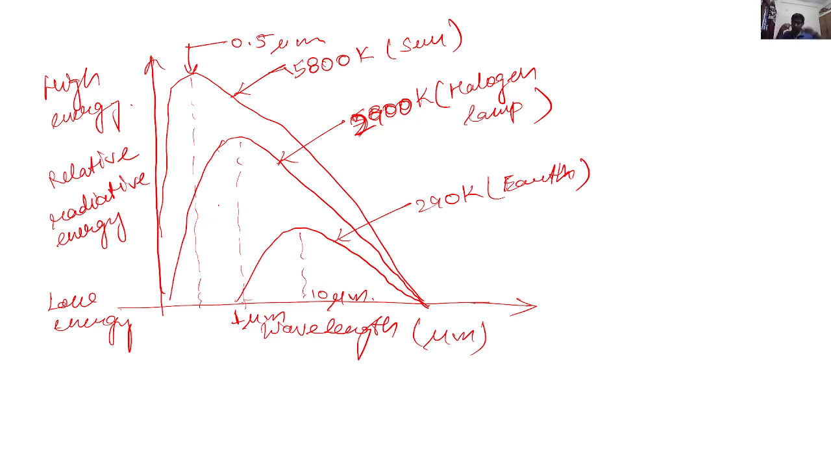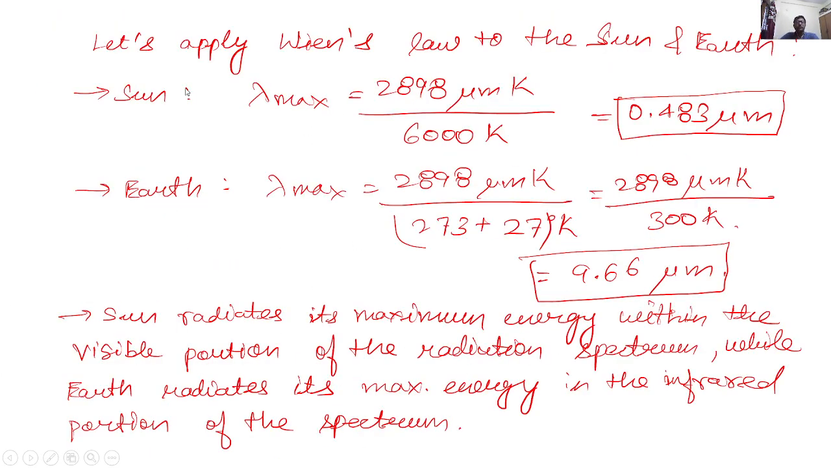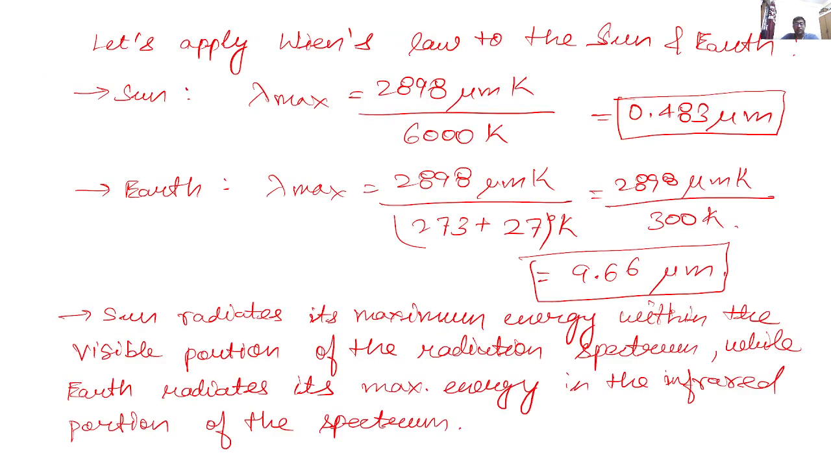So we are done with the first question. We understood what Wien's law is, and we tried to have a feel of the maximum wavelength emittance for the sun as well as the Earth. The temperatures are hugely different, so the lambda max would also differ a lot. We understood that the lambda max for the sun would be in the visible spectrum itself, whereas for Earth it is in the infrared spectrum. So these are the major takeaways from this question.